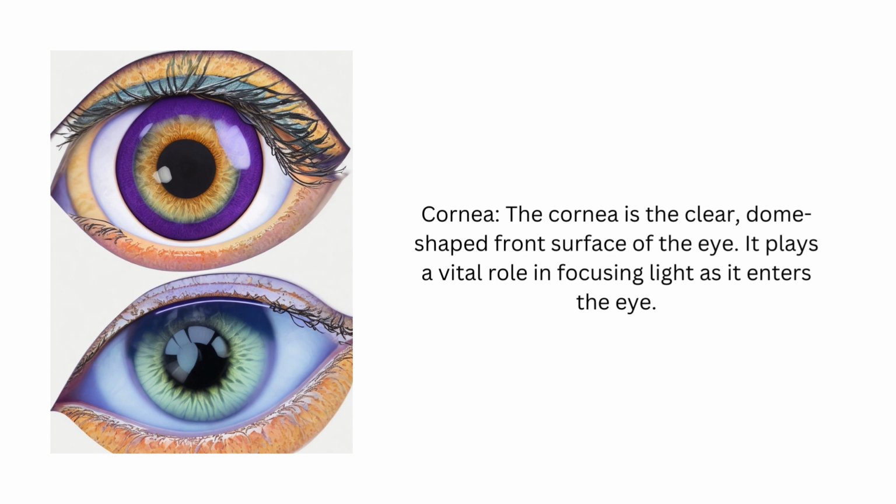1. Cornea. The cornea is the clear, dome-shaped front surface of the eye. It plays a vital role in focusing light as it enters the eye.